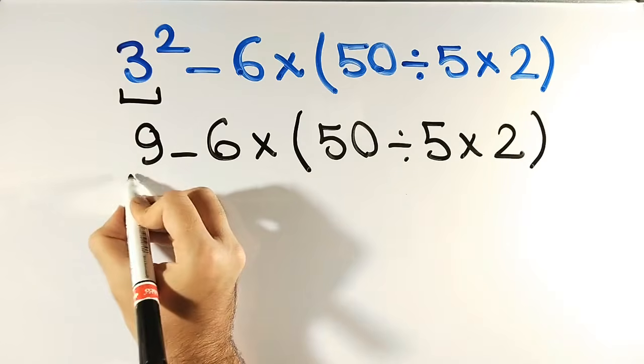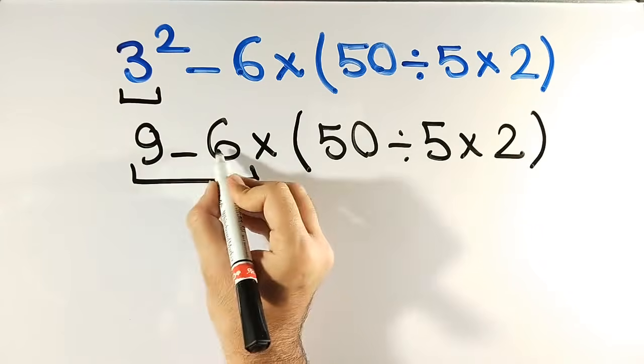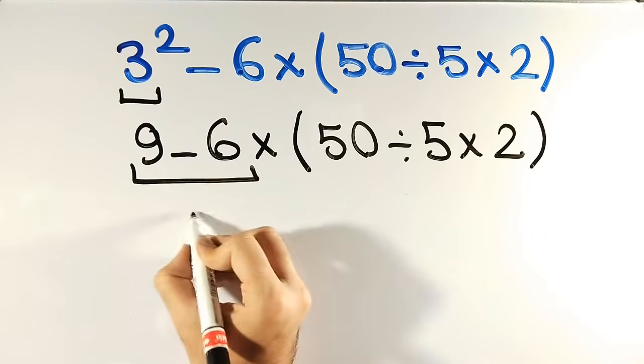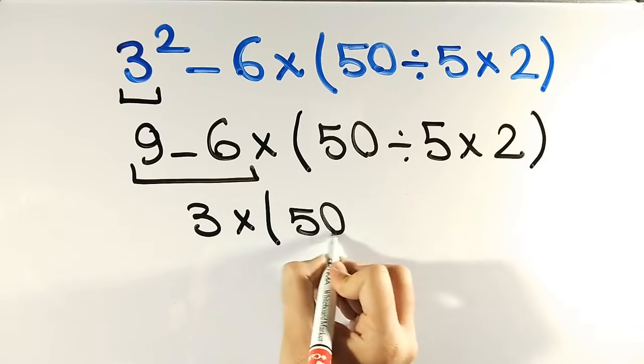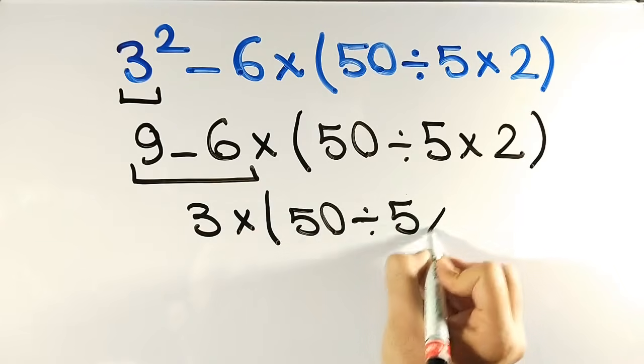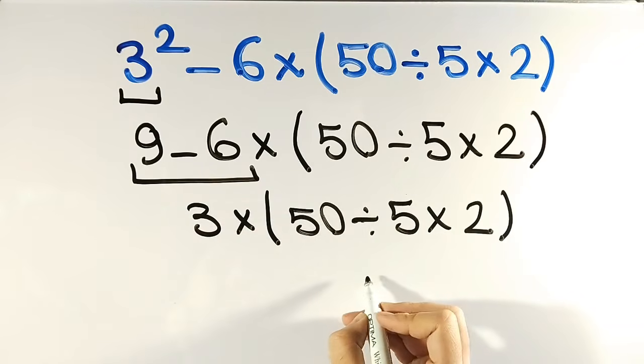In the next step, they go for the subtraction between 9 and 6, and write this expression as 3 × (50 ÷ 5 × 2).